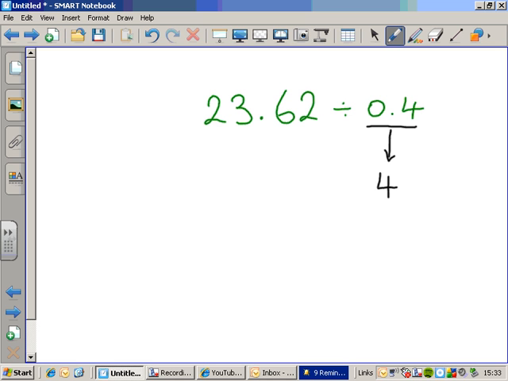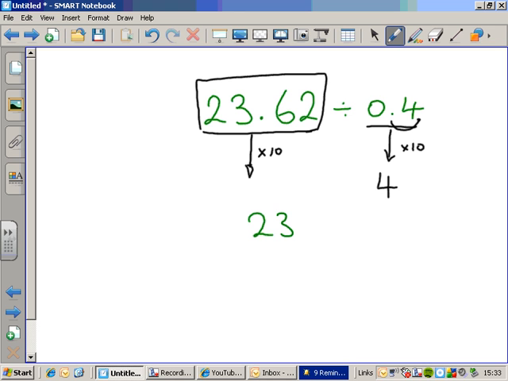In this case, 4 would be nice, wouldn't it? And we can turn 0.4 into 4 by timesing it by 10, can't we? Move the decimal point 1 space to the right. But the only thing you have to do, we talked about in the video previously, is make sure we do the same thing to the other number. We're going to times that by 10 as well. This number here does not need to be whole. It doesn't matter if this is a decimal. We can deal with it just fine. So 23.62 times 10 is 236.2. Let's move the decimal point 1 space to the right.